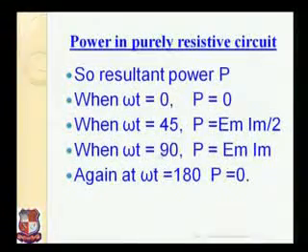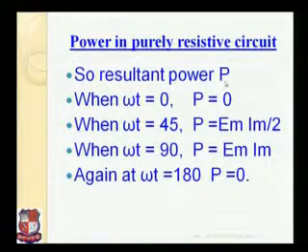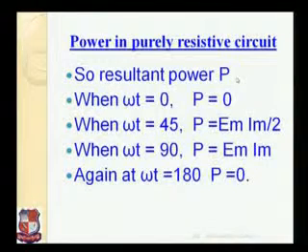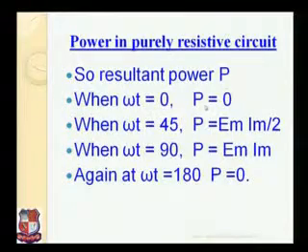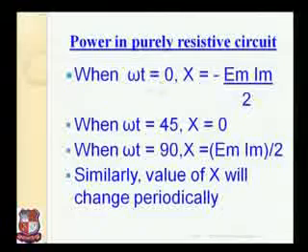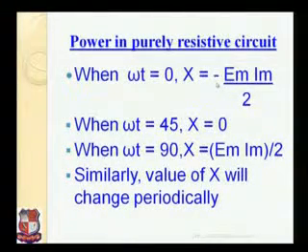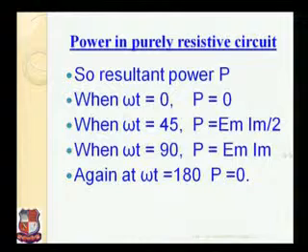Now after finding the value of x, you can find the total value of P, which is the constant part plus the fluctuating part. For omega t equal to 0, your power is equal to 0, because at omega t equal to 0, x is equal to minus Em Im by 2 and your constant part is Em Im by 2. So your total power is Em Im by 2 minus Em Im by 2. So your answer is equal to 0. So here it is 0. For omega t equal to 0, power is equal to 0.